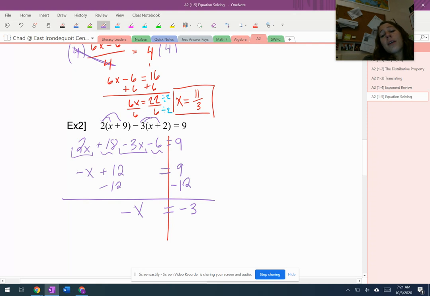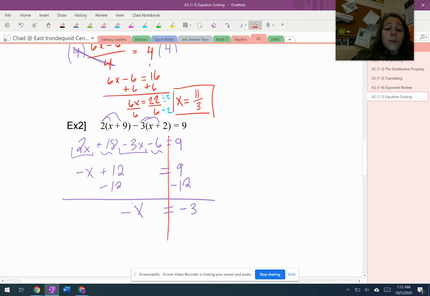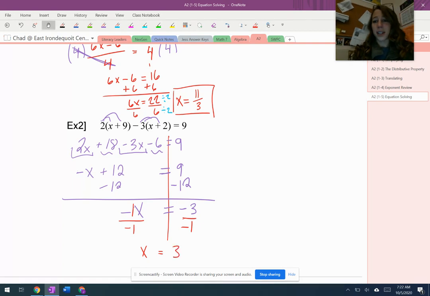Now, you might think here that you're good to go because you have that x isolated, but it's not just a plain old x equals, it's a negative x, and we need to get rid of that negative. Now, the number in front of that isn't just a negative, it's a negative 1, obviously. Negatives aren't just by themselves. So that negative 1 is being multiplied by x. The opposite of multiplication is division, so we are going to divide both sides by negative 1. Leaving us with x equals positive 3 as a final answer.